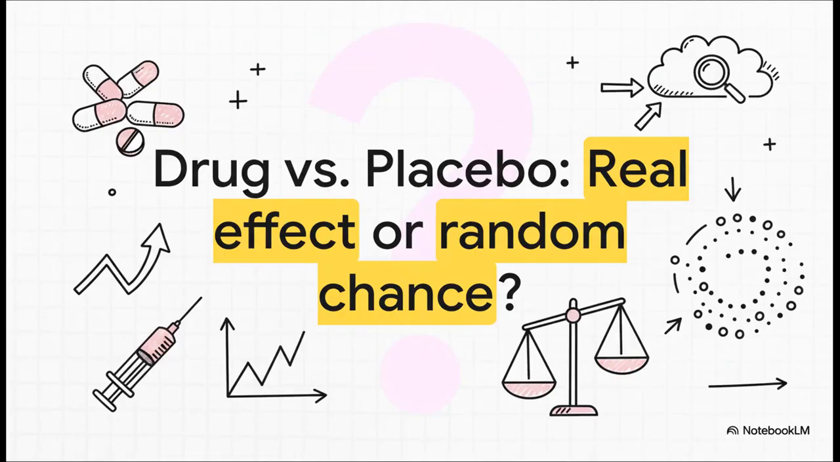So, let's paint a picture here. Imagine a company develops a brand new drug. They give it to one group of people and a simple placebo, a sugar pill, to another. Now, it looks like the drug group is getting better. But are they? Is that improvement real or is it just random luck? This is the exact kind of puzzle the t-test was built to solve.